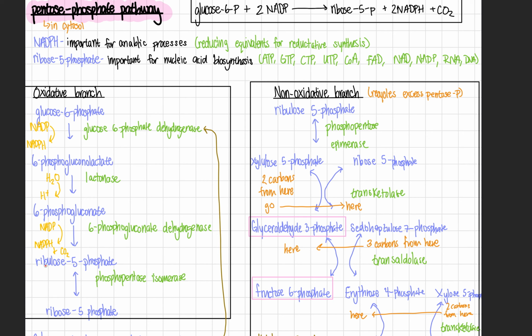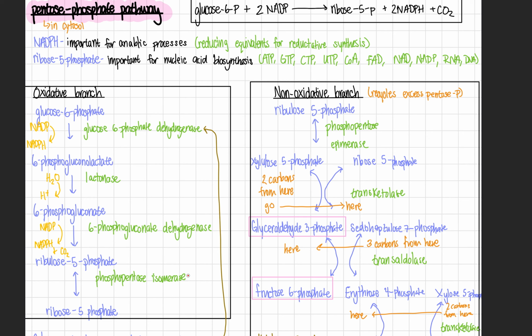This will form ribulose 5-phosphate, and ribulose 5-phosphate is an isomer of ribose 5-phosphate. So from here, we're just going to go right into making ribose 5-phosphate via the enzyme phosphopentose isomerase. And isomerase lets you know that it's some type of isomer. Okay, and that is all for the oxidative branch.